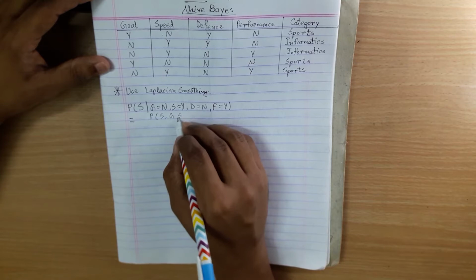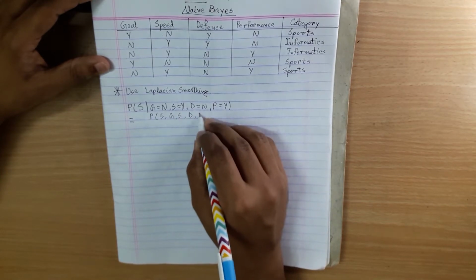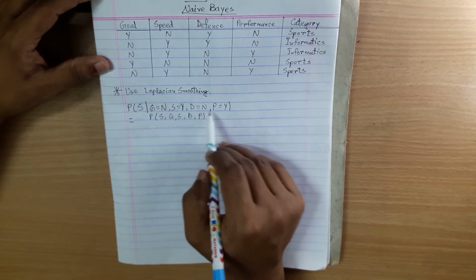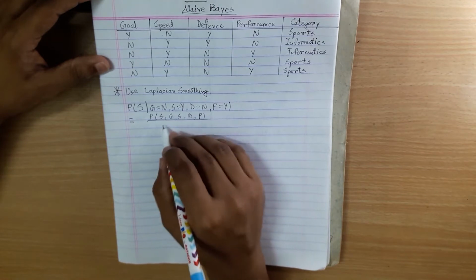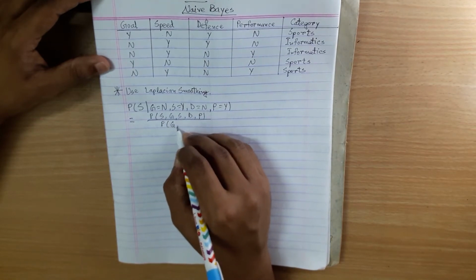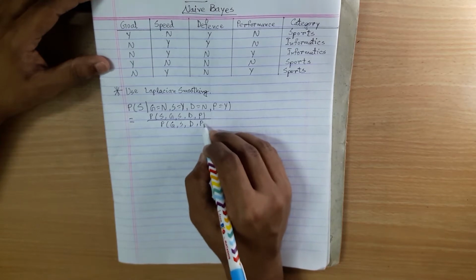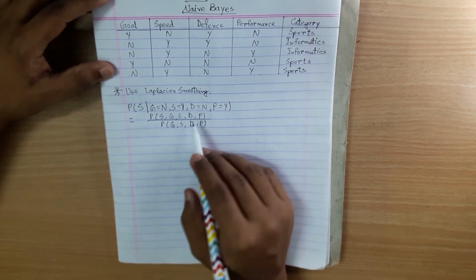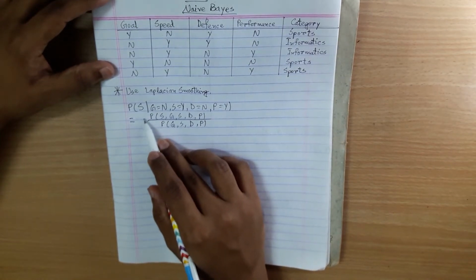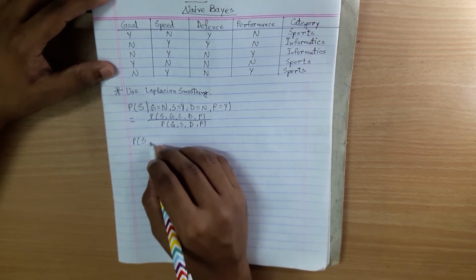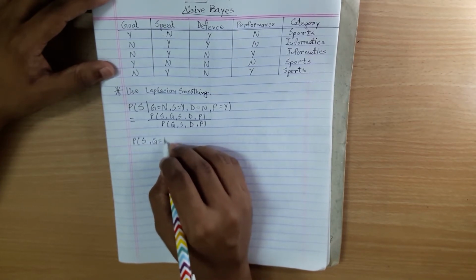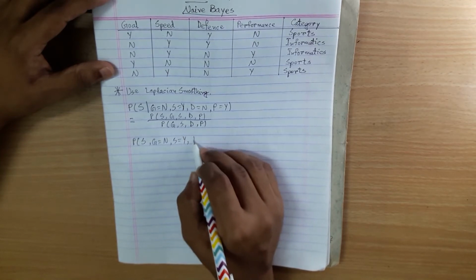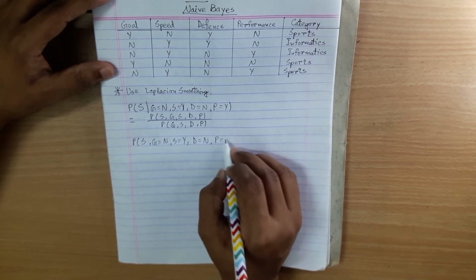First of all, probability of S, G, S, D, and P. So sports, goal, speed, defense, performance, divided by probability of G, S, D, and P. So the features and the category. First, I'm going to find the above one. So probability of sports, goal equals N, S equals yes, D equals N, and P equals Y.